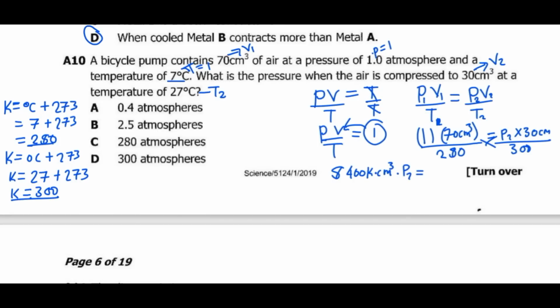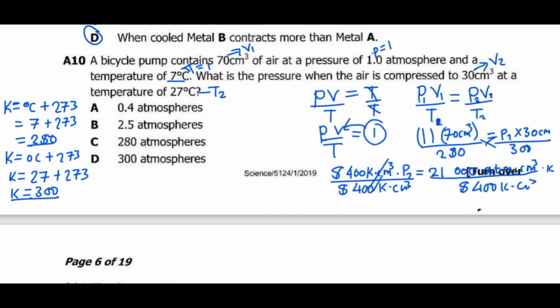Then we'll do the same. So 70 times 300, I'm getting 21,000. Then we know that if we multiply by 1, it's the same, so 1 atm, then cubic centimeters, Kelvin. So let's divide by 8400 cm³ K. Anyway, if you want, you can just exclude the units here. It's okay. Our key point is just the numbers.